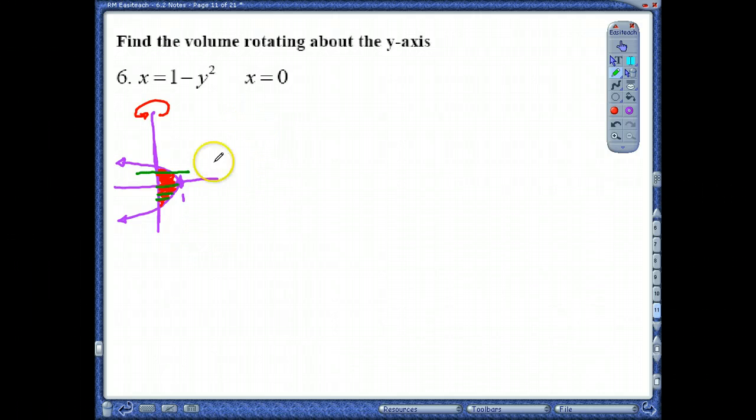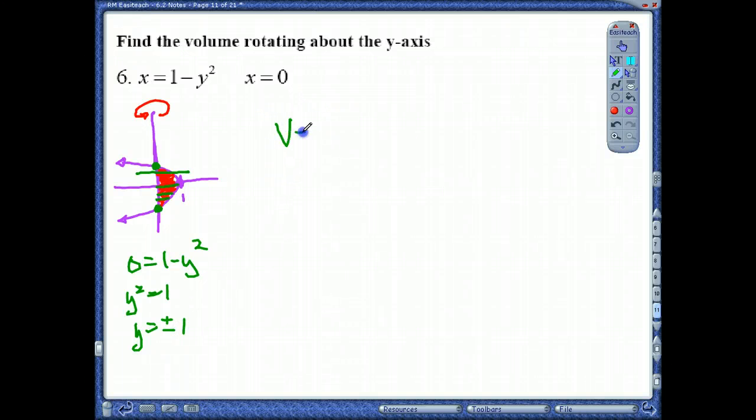Okay. So when I do my volume, I'm going to need to know that point of intersection and that point of intersection. So x equals 1 minus y squared, x equals 0, so I'm looking at where these guys equal each other. Well, you can tell if you take the y squared over and square root both sides, you're going to get plus or minus 1.